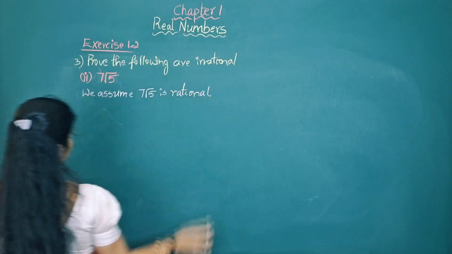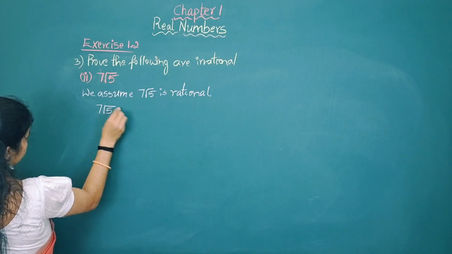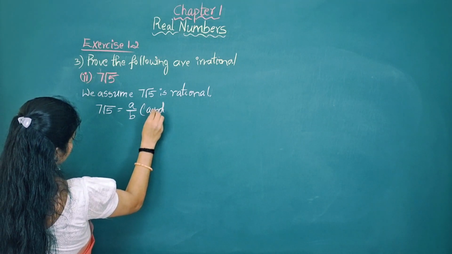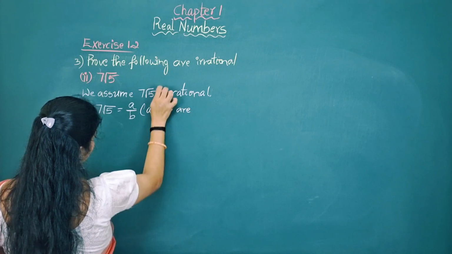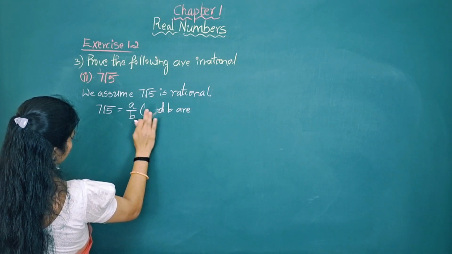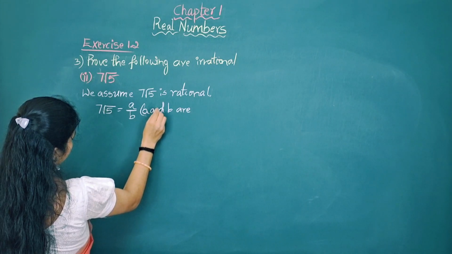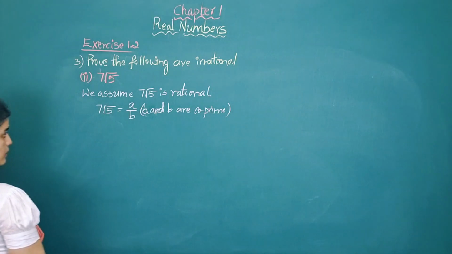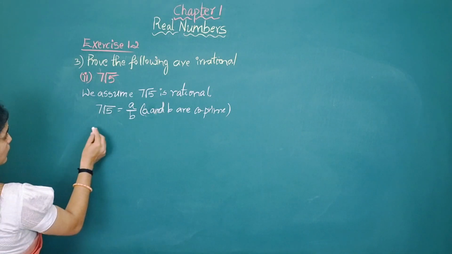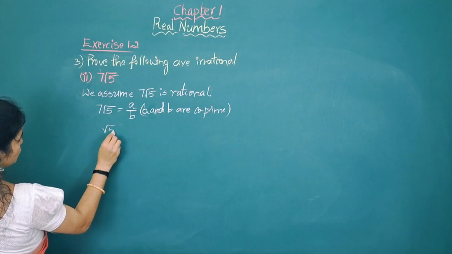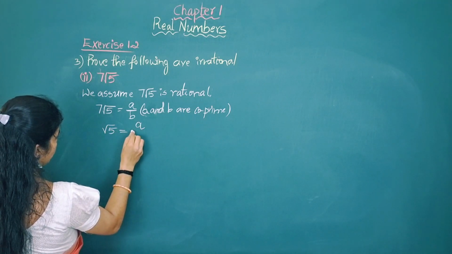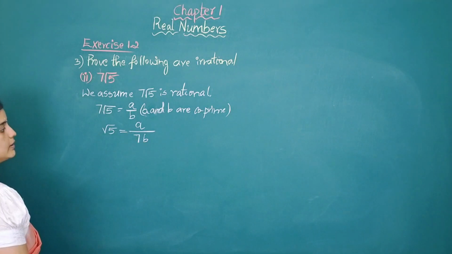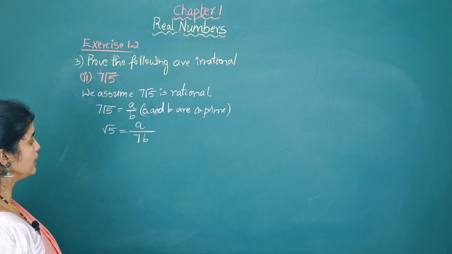So since we assume it is rational, we can write 7 root 5 is equal to a by b, where a and b are co-prime. So now we can write root 5 is equal to a by 7 into b.